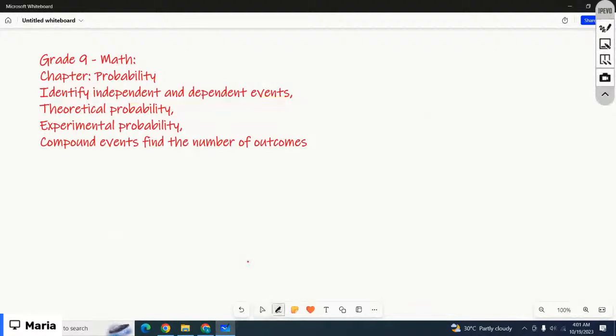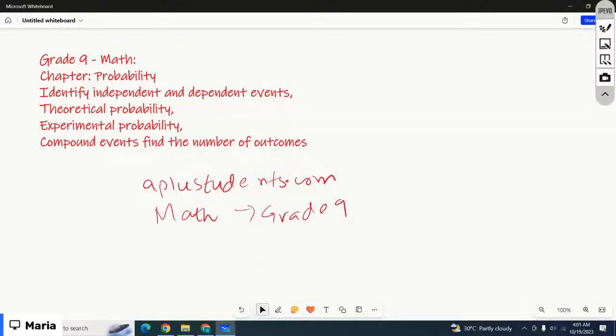You can find all the lessons on aplusstudents.com. You have to log in there using your email address and password as provided by the administrator. Then you have to select math from the subject tab, scroll down to grade 9, and then click on view all lessons. There you can find the list of the chapters.